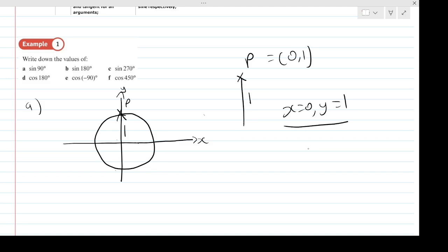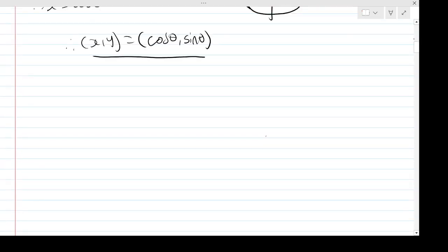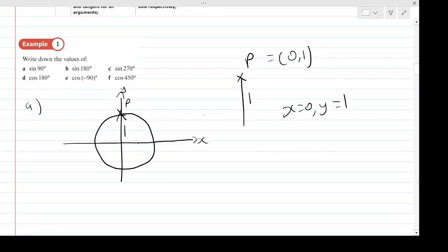But we also know, going back to what we discussed, x and y can also be expressed as cos theta and sin theta, with the angle we turned. So in this case, 90. Therefore, if x is cos theta, then cos of 90 is going to be equal to 0. But also, the sine of 90 will be equal to 1. And there we are, that's the value we get. Sine of 90 equals 1.